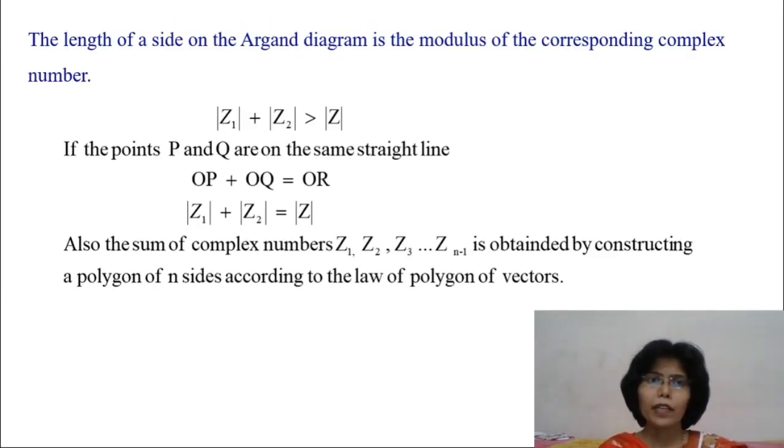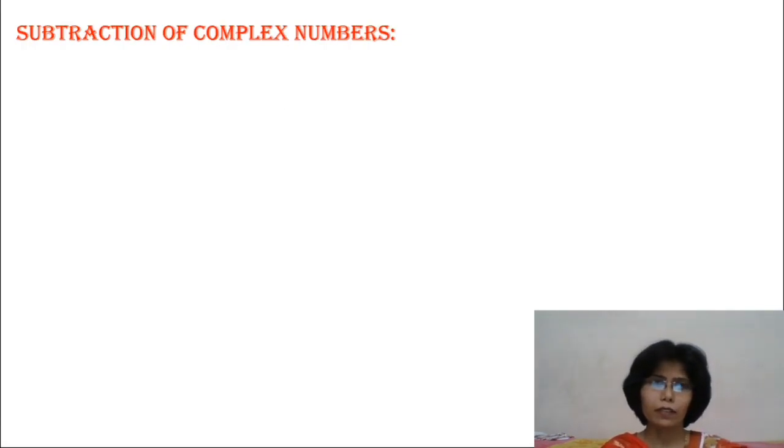If the points P and Q are on the same straight line, then OP plus OQ is equal to OR. So mod of z1 plus mod of z2 is equal to mod of z. Also, the sum of the complex numbers z1, z2, z3 and so on is obtained by constructing the polygon of n sides according to the law of polygon of vectors.